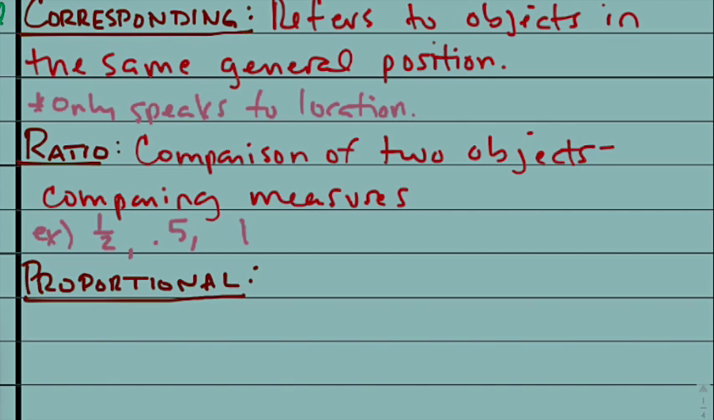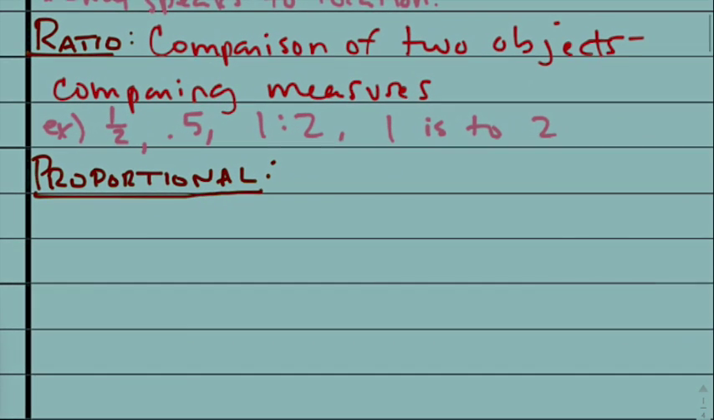0.5. We can go 1 to 2 in column notation, and of course just verbally like 1 is to 2. And I'm leaving those as general numerics, but again, we can always tie a word to it like 1 apple to 2 oranges or what have you. Okay? Proportional might be a new one now.